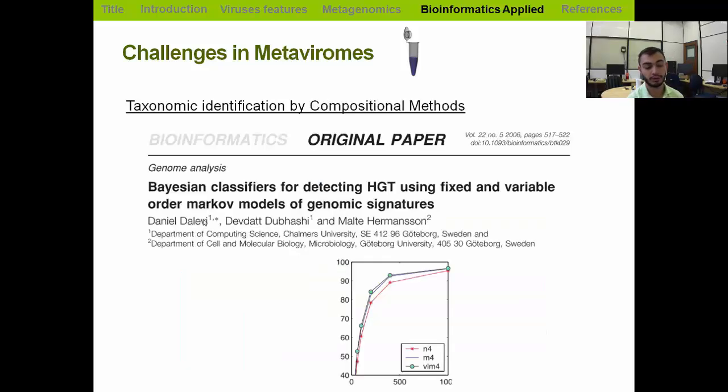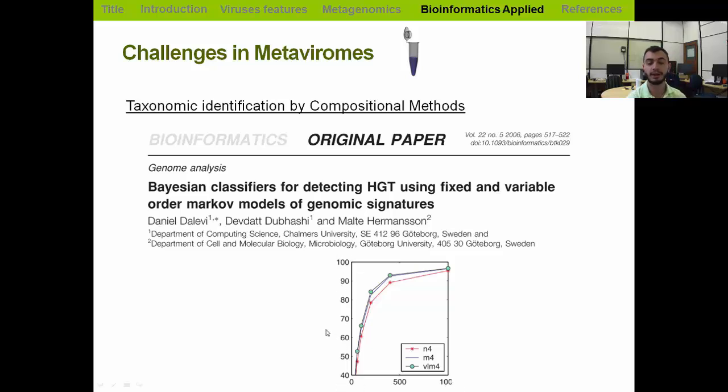And you can, of course, not use similarity to infer the taxonomic identification. So you can use composition methods based on the composition of DNA. These are usually called signatures, and this is a paper published in 2006. It's about a classifier, and here you can see one of their graphs, with the size of the sequence from 0 to 1000 and the percent of correct identification.